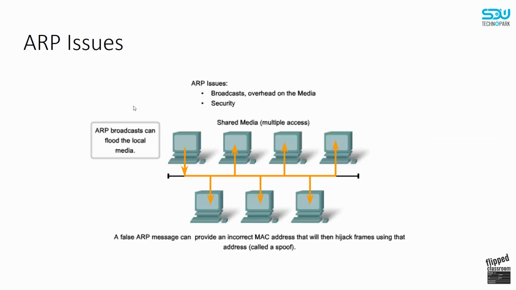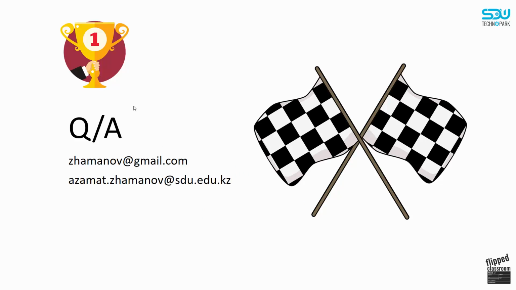All right, ARP issues. ARP provides services for our computers, but also provides some issues, like broadcast overhead on the media. Our computers send a lot of broadcasts to find any MAC address in the local area network. And also there is a security issue, because there can be a device which can just capture all of these broadcast communications and understand the structure of the network.